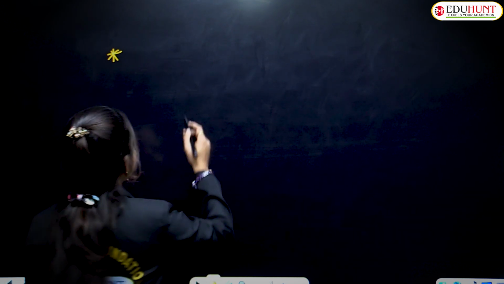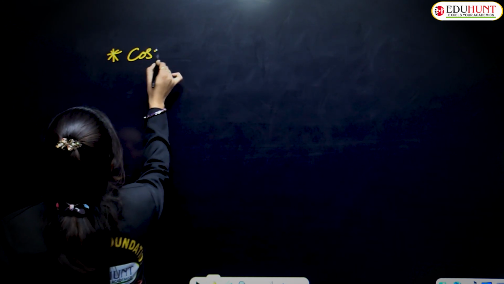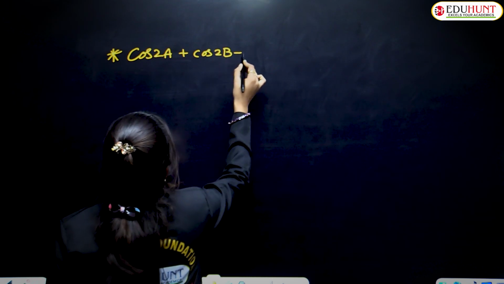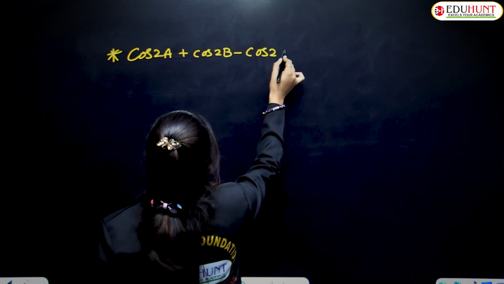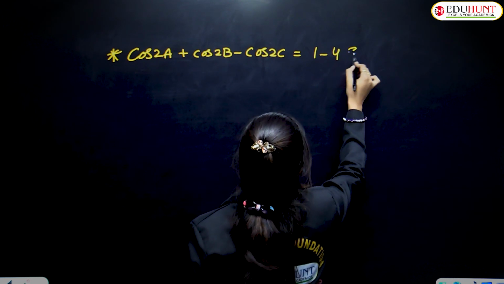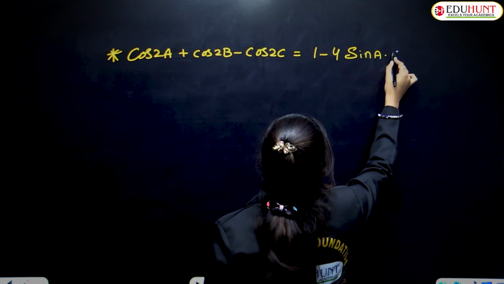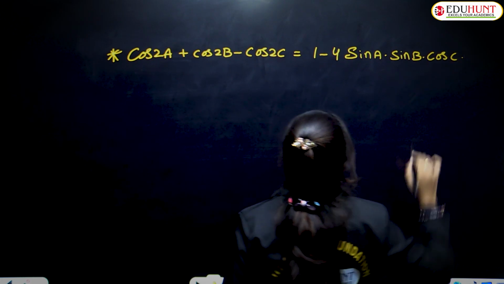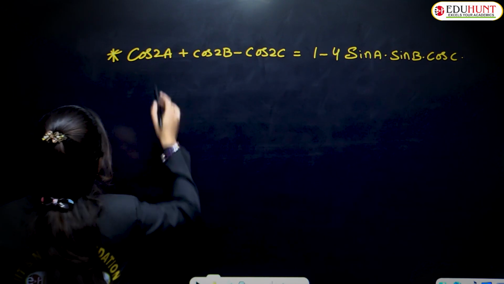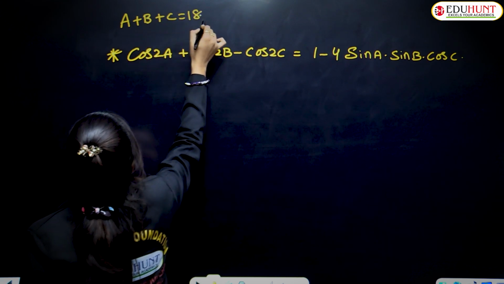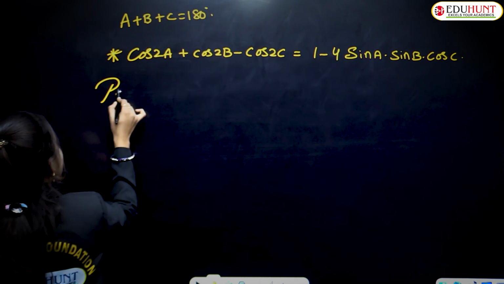So the fourth conditional identity is cos 2a plus cos 2b minus cos 2c, which is equal to 1 minus 4 sin a sin b cos c. Here also the condition is the same, that is a plus b plus c is equal to 180 degrees. So here see the proof.